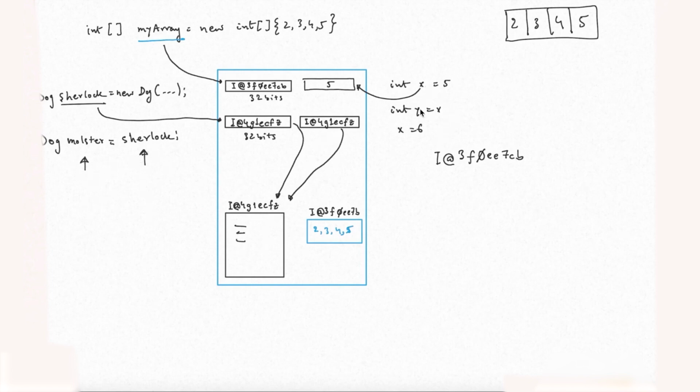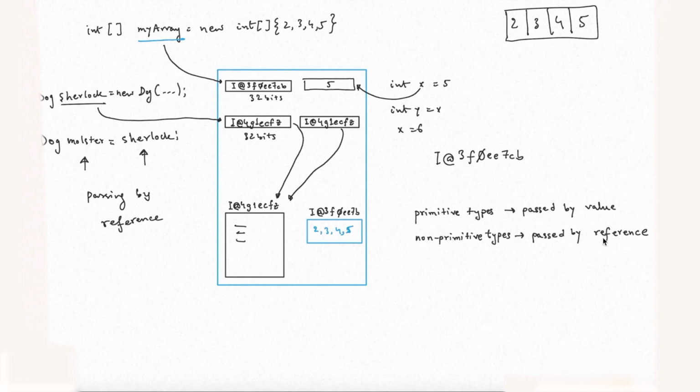But here, if x is changed, y does not get changed. This was passing by value. The whole value was being copied to y. This is passing by reference. This address is actually a reference to the memory location where the object actually is, right? So this is called passing by reference. So remember that primitive types are passed by value and all non-primitive types are passed by reference. And reference means the address.